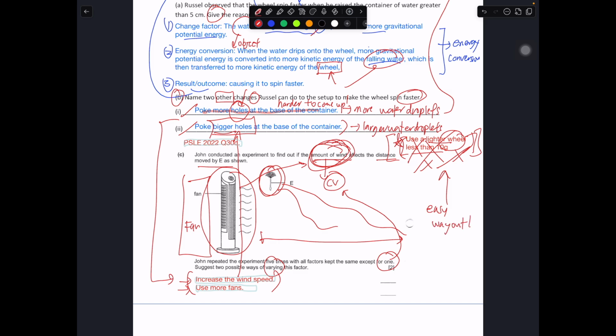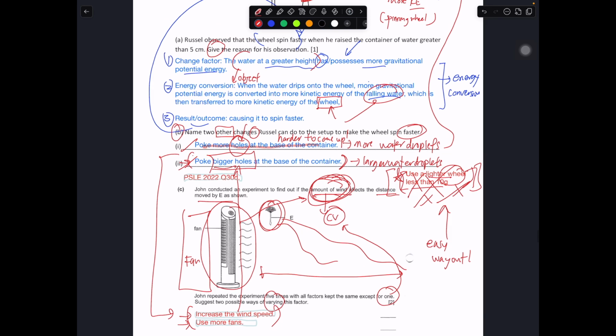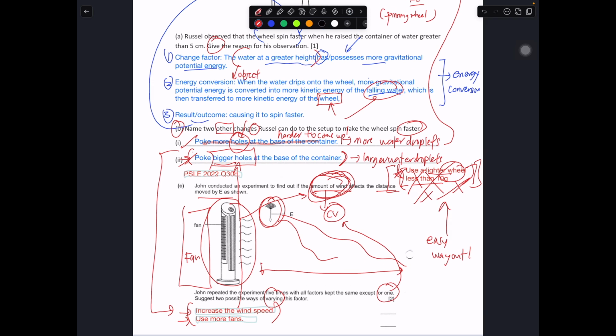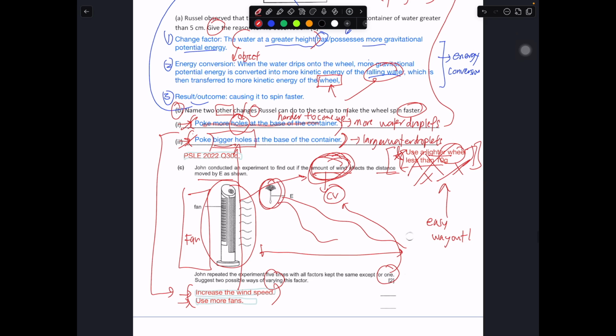This part is easier for you to think, because the larger water droplets will have more GPE. This one is harder. They poke more holes. If you can come up with this, it will be much better as compared to using the lighter wheel answer. Okay, this is alright, but not the best answer. This is the better answer. Poke more holes, make a bigger hole at the base of the container.